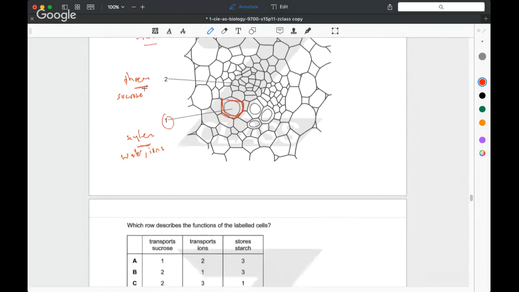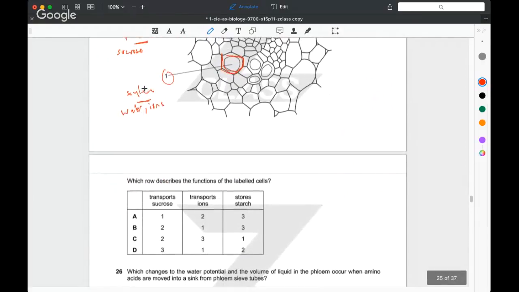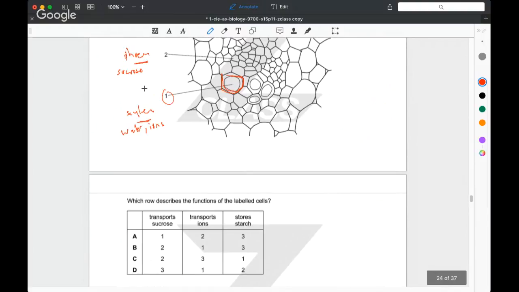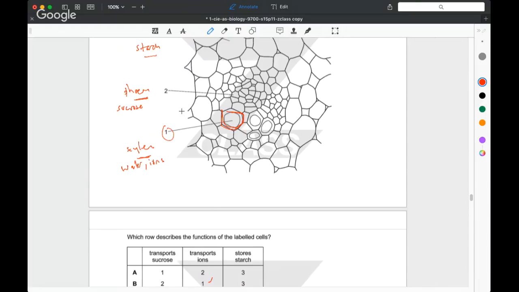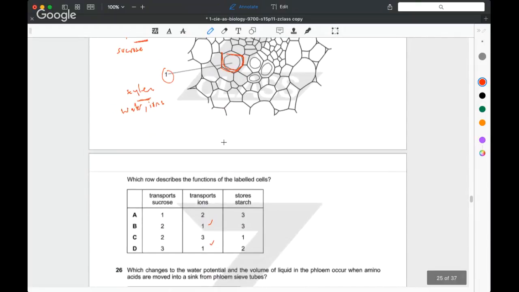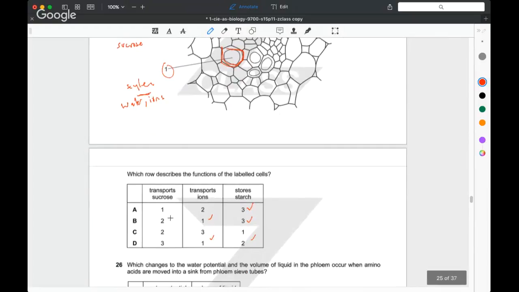Now, you then have to look through the answers here. Well, number 1 is transporting water and ions. So number 1, transport ions. Well, it could be that one, couldn't it? Or that one there. Now the starch is in number 3. So store starch is correct for that one, and that one. And the transport of sugar is happening in our number 2, isn't it? There and there. And so the only row which has a tick in all columns is B.